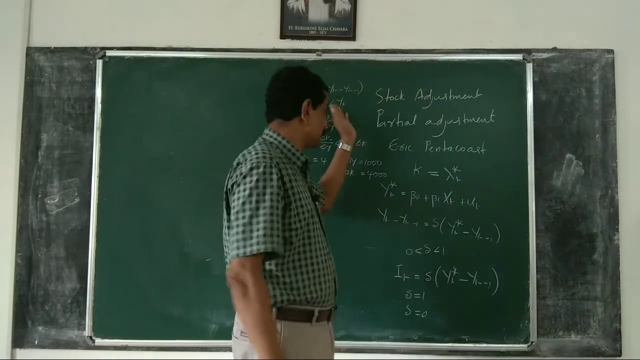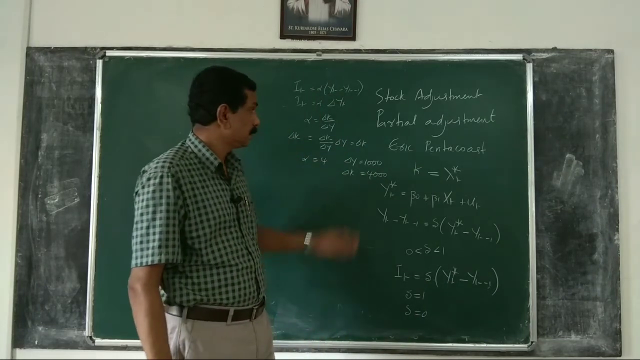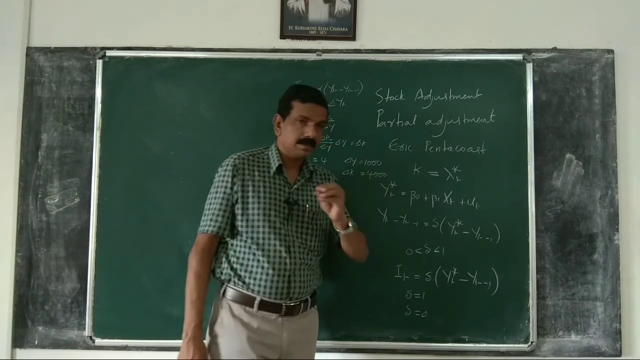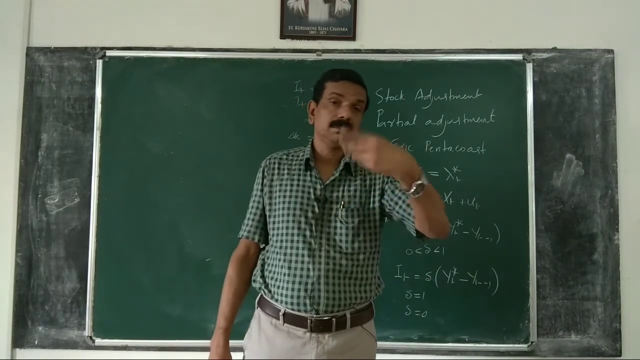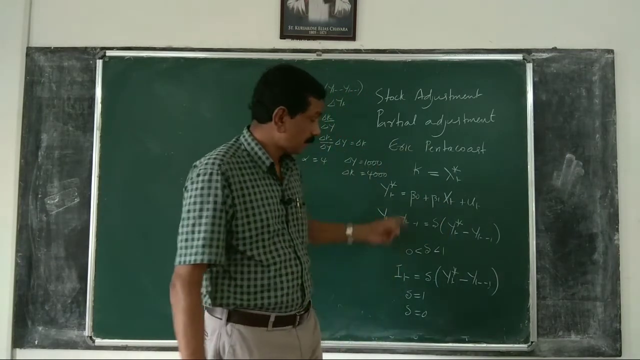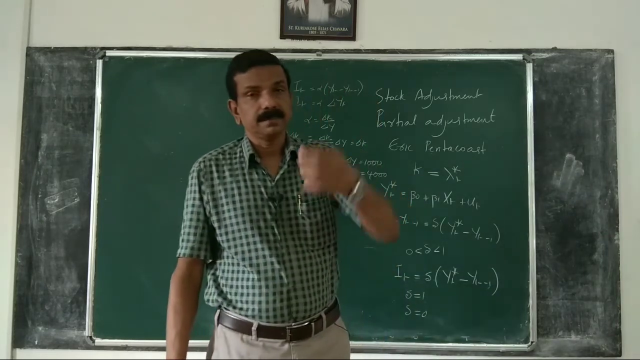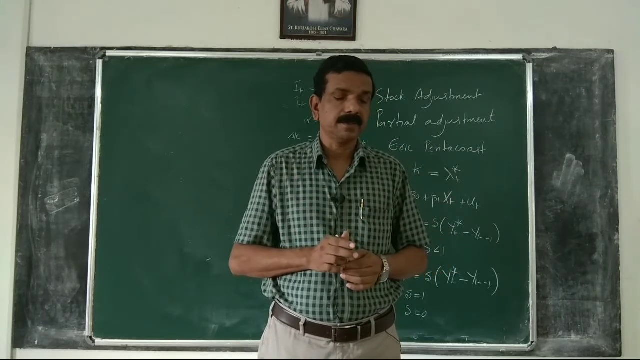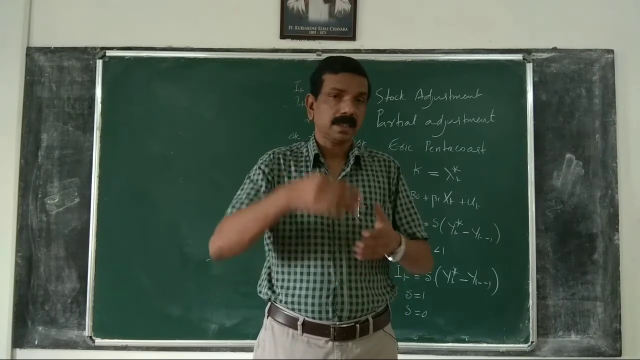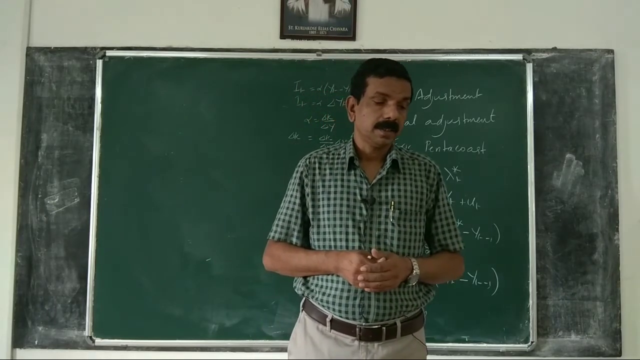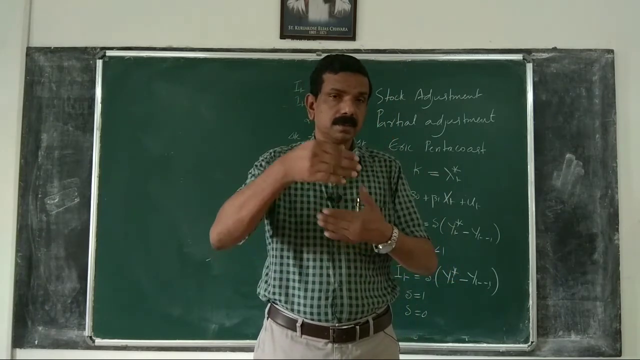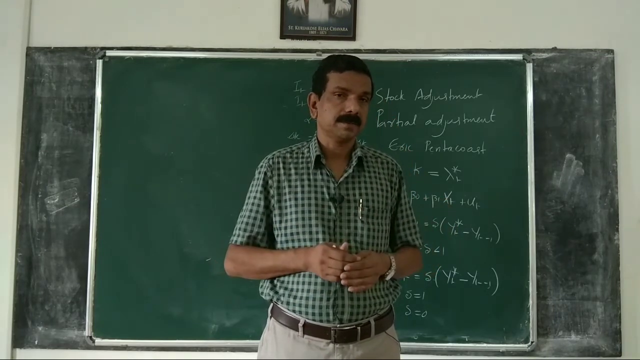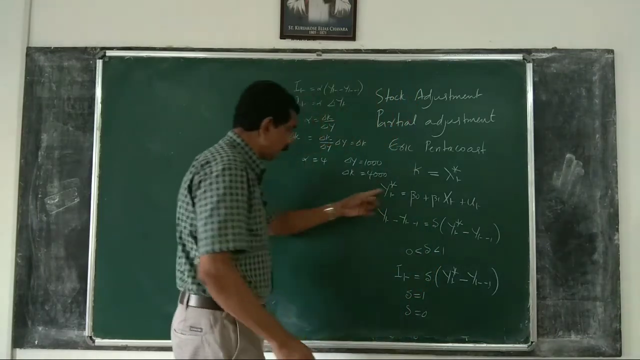So the difference between simple acceleration and flexible acceleration is in the simple accelerator model, it is assumed that whenever there is a discrepancy between actual and desired, the discrepancy will be immediately corrected. But in the flexible accelerator, it will take some time for this correction to take place. There is always a lag. The lag results from administrative reasons, financial reasons, technological reasons, etc. So the name partial adjustment model. Adjustment will not fully take place in any time period. Adjustment is partial.